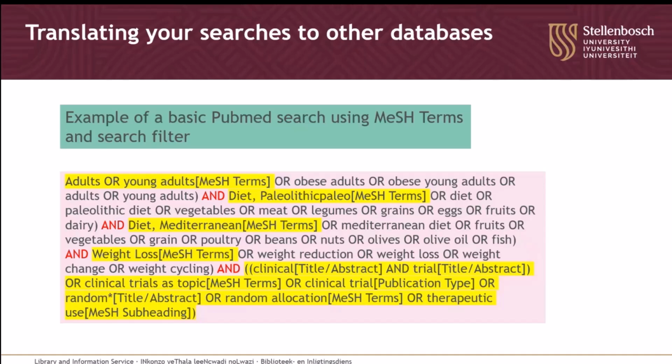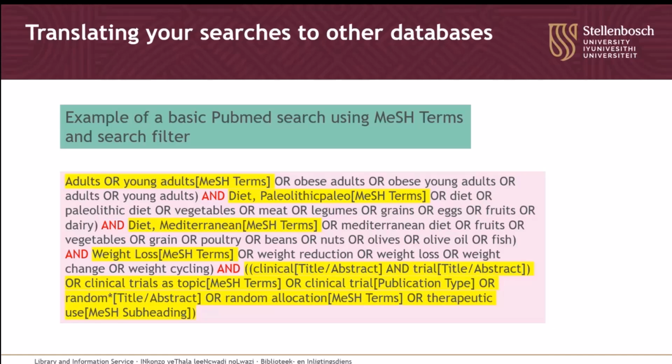So for the population, we're going to look in PubMed at what MeSH terms there are for adults. You're not going to find something for obese adults, but there are MeSH terms for adults. Then you use that MeSH term. I've highlighted in yellow, just to make it easier for you, how you will add it to your population or your patient. The first part in yellow is adults or young adults, and that is your MeSH terms.